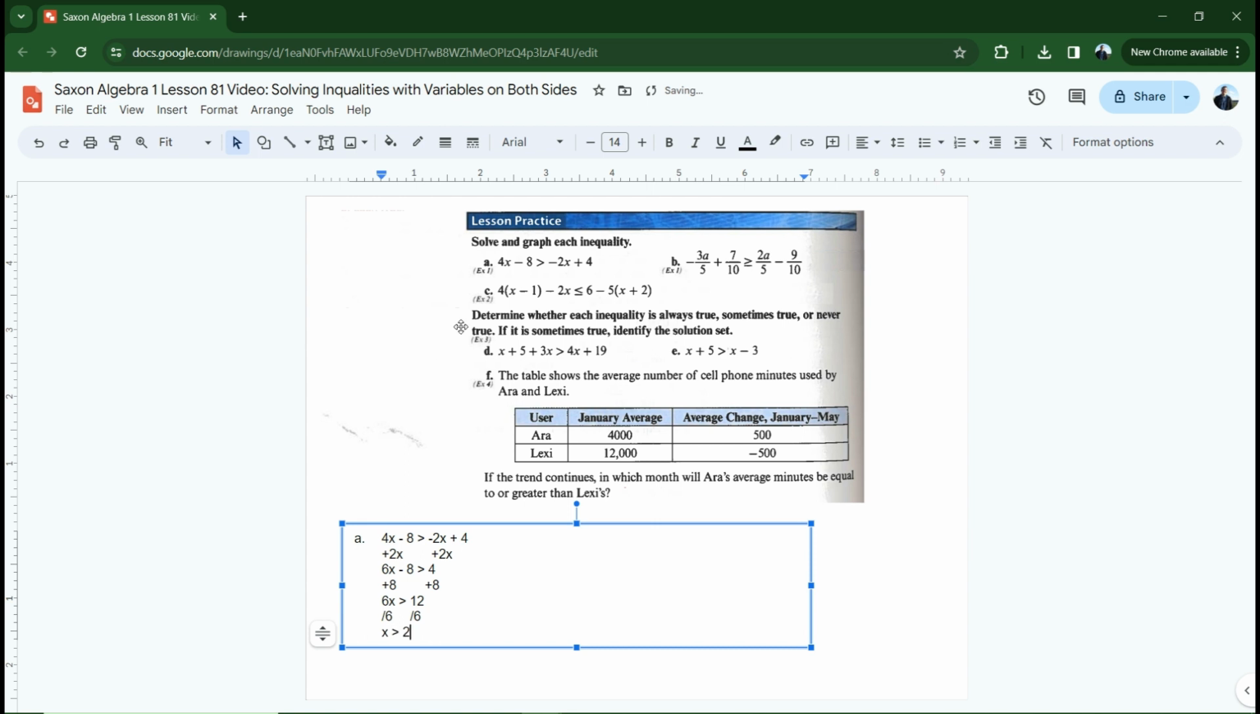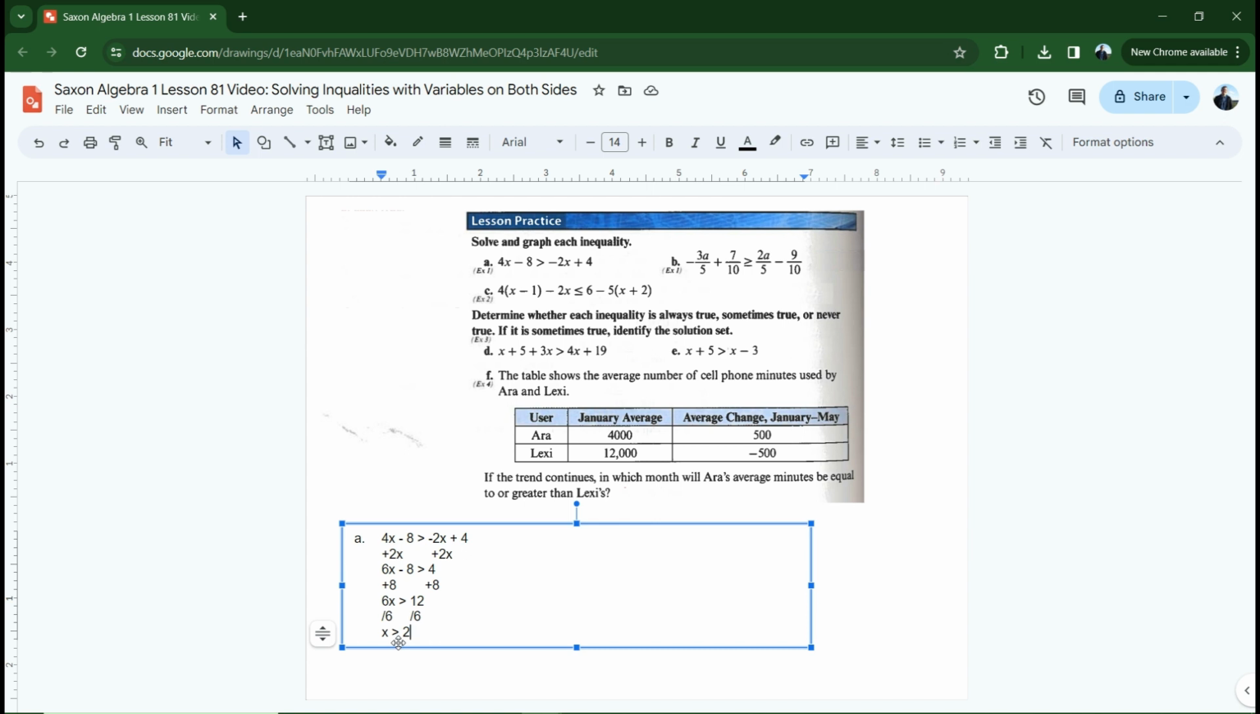All right, let's plug in 2 and just make sure that that's correct. So if I plug in 2 on this side, I get 0. I plug in 2 on this side, I get 0. So 0 equals 0. It's not greater than 0. But now this says that x has to be greater than 2 for it to be a solution, so I wouldn't expect 2 to work.